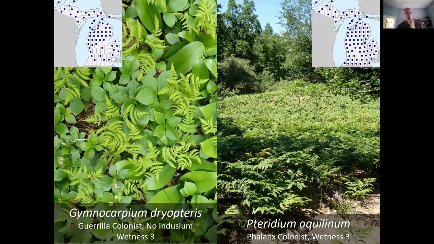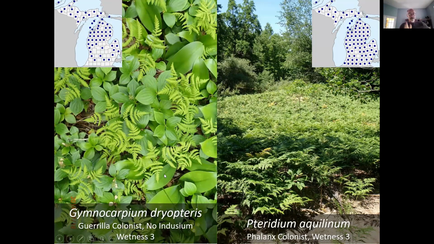Another fern I think would be worth memorizing if useful is Gymnocarpium dryopteris. This is a small and very delicate looking little fern. And it's a guerrilla colonist, meaning its rhizome is sneaking around other plants and then sending up a frond. And so you tend to get the fronds intermixed with other plants, making kind of a pretty little scene, I guess.